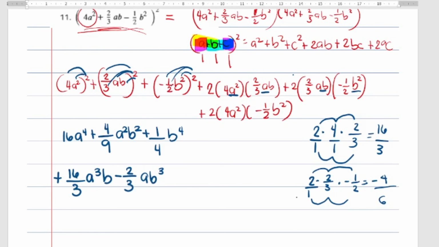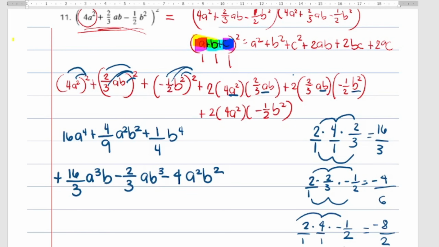Then the last one, that's 2 times 4 times negative 1 half. So, over 1, over 1. 2 times 4 times negative 1, that's negative 8. 1 times 1 times 2, that's 2. Negative 8 divided by 2, that's negative 4 a squared b squared. Now, let's check for like terms.